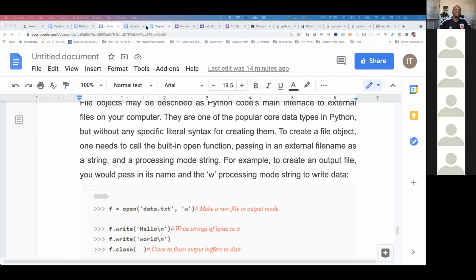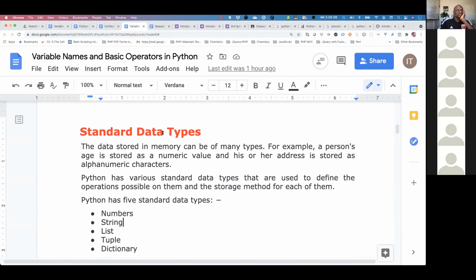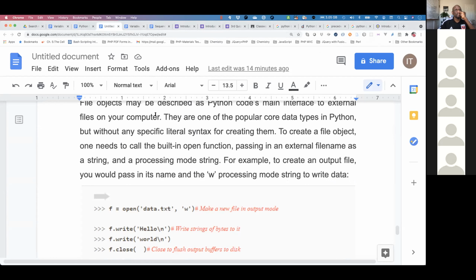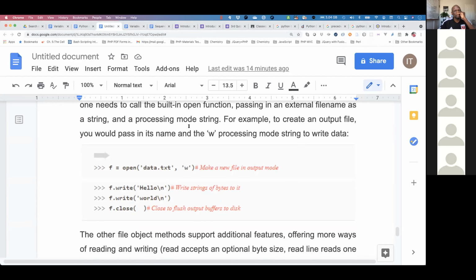I have a question about this file. When you write the lines of code to open a file, as in instead of manually opening a file on your Windows, this is the code that will open a file. Is that what you're saying?